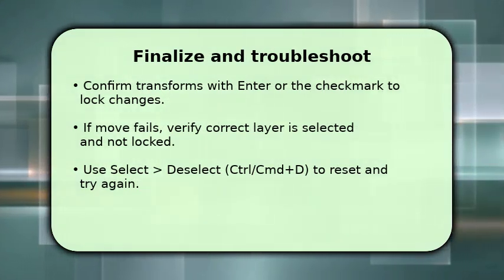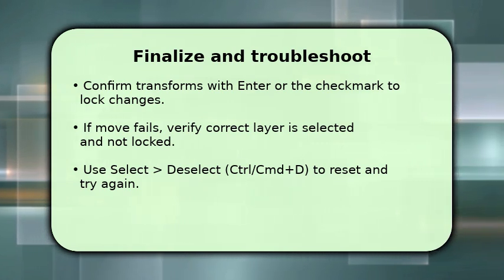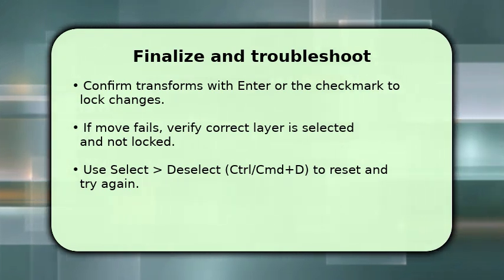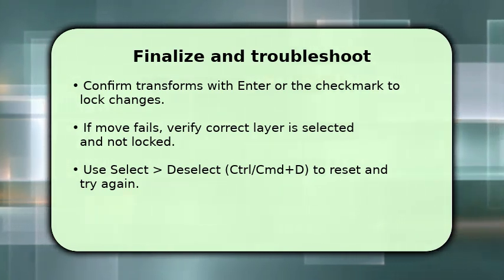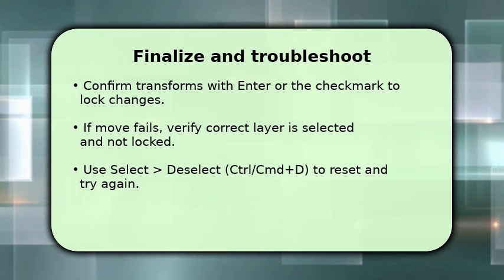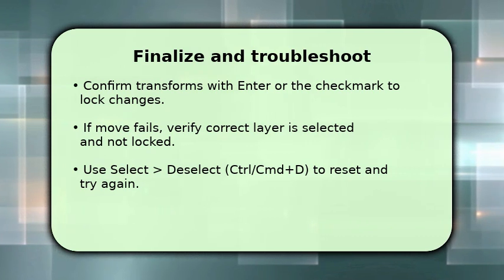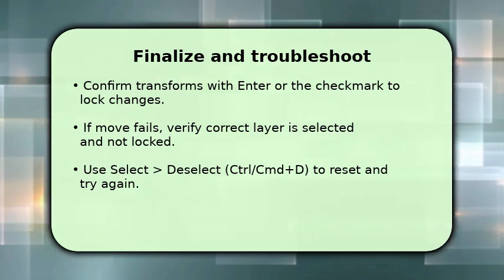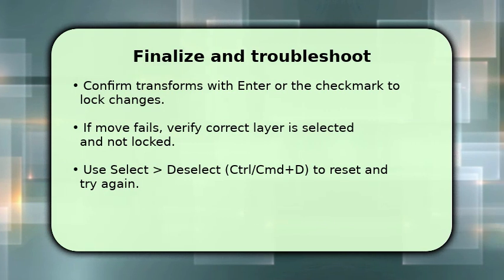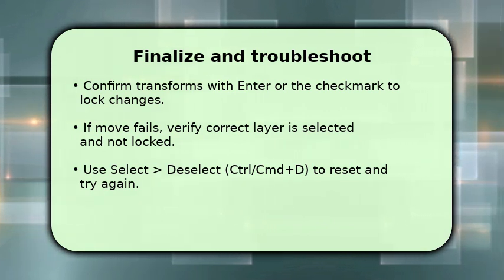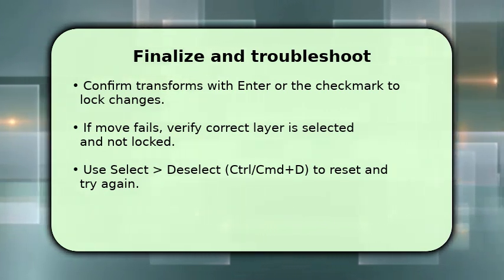If the selection won't move, first make sure the correct layer is active and not locked. Layer locking commonly blocks edits. Once done, you can refine edges with Select and Mask for a cleaner result. If something goes wrong, deselect with Ctrl or CMD+D and repeat the process more deliberately, adjusting brush size and layer choice.